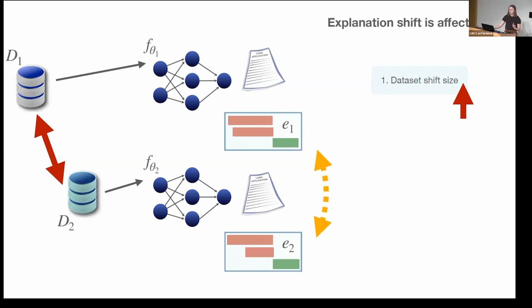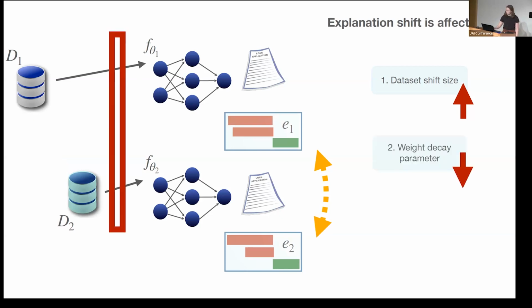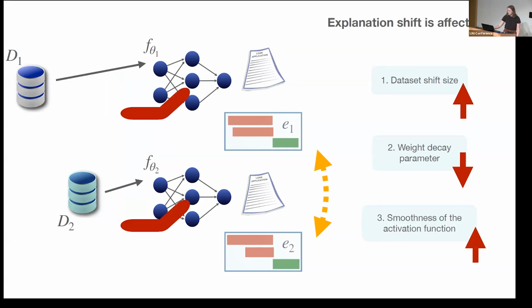As a preview of what we find, the first factor we identify is that dataset shift size determines how large this explanation shift will be. We also find that the value of the weight decay parameter you use in training is influential. And finally, the smoothness of the activation function plays a big role in how big the explanation shift will be. For the rest of this talk, I'm going to show you how we theoretically derive that these three factors are important. Then I'll walk you through some of the experiments we did to show that these factors and others actually hold in practice.